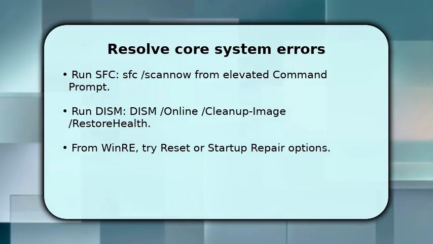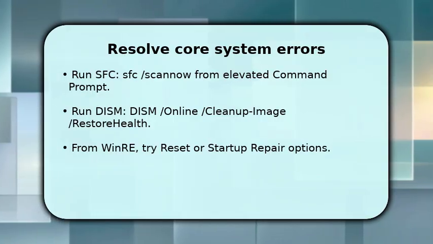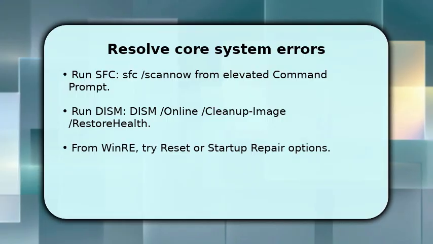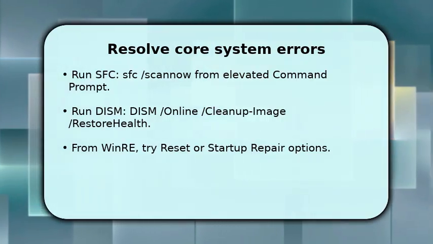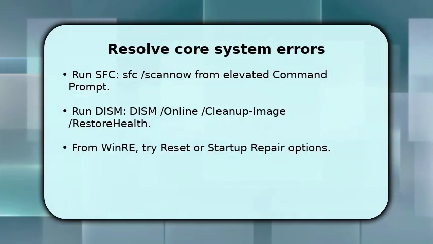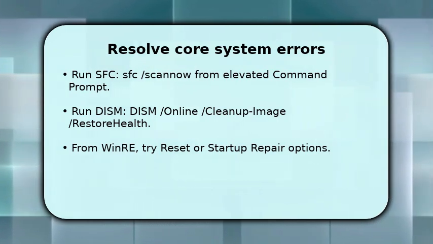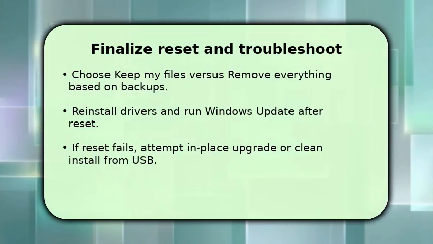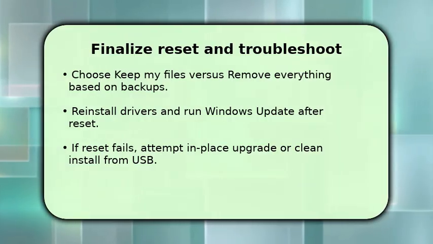Once those finish, reboot into Windows recovery environment and try startup repair. If startup repair fails, use Reset This PC with Keep My Files, or remove everything depending on your backup plan and disk health. After initiating reset, follow on-screen choices and let Windows recreate system files. This can take time, so keep the PC plugged in. Once complete, reconnect to the internet, run Windows Update and reinstall any device drivers you need to restore functionality.